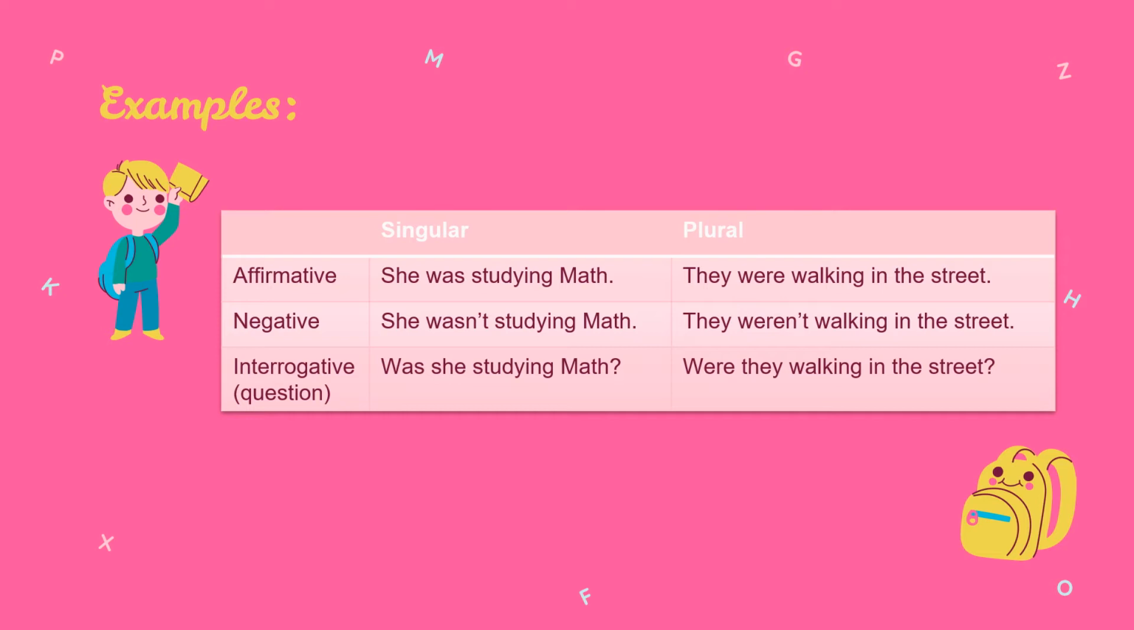The affirmative sentence is they were walking in the street. They is a plural subject, so I'm going to use were with the verb plus ing. What about changing this sentence into the negative? I'm going to add not to were, so it's going to be they weren't walking in the street. If I want to change it into a question, as we did in the singular, all you have to do is to switch between they and were, and the question will be were they walking in the street? So these are some examples for the past continuous. I hope that you got the idea.